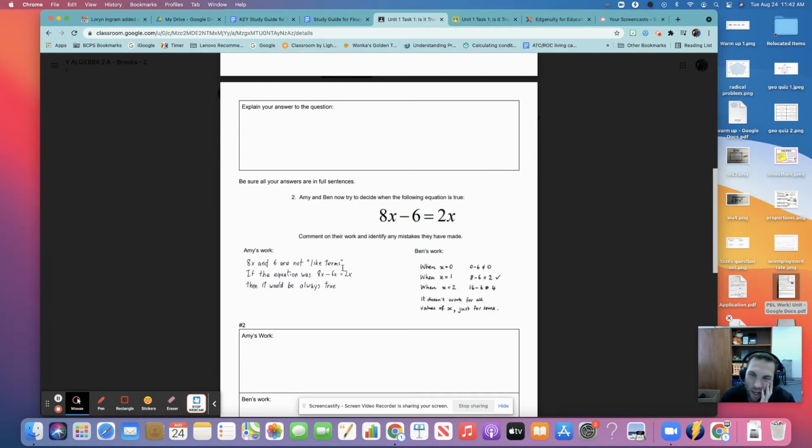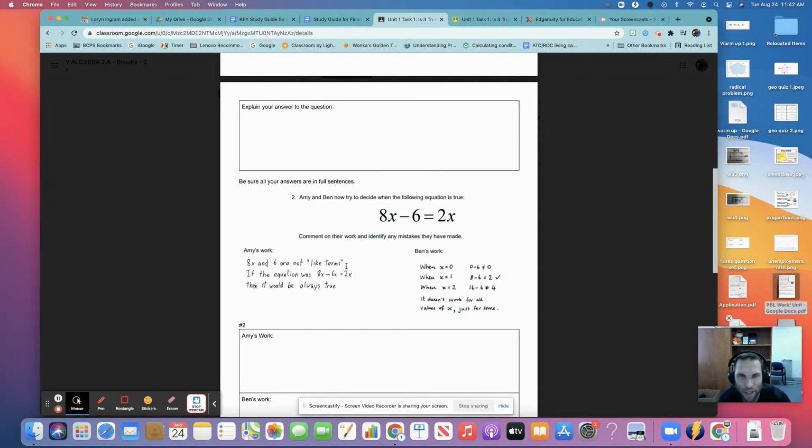And you can operate with like terms across the equal sign. You can subtract 8x from both sides. That would be the inverse operation. And you can subtract 2x from both sides. It's true, 8x and 6 are not like terms, so you can't add or subtract those, but you can cancel off everything else and isolate the variable here.